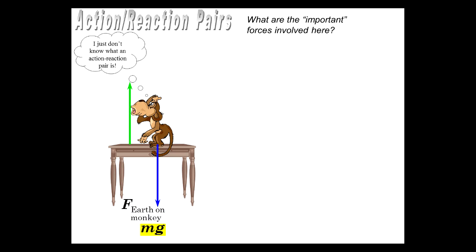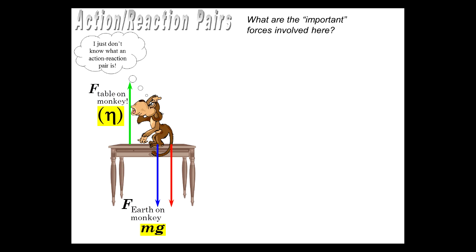And now we have a force upward. This upward force I'm going to call force of table on monkey. Is not the table pushing up on the monkey? Well, yes, it is. We also call that the normal force. It's normal or perpendicular to the surface of the table. So that's what normal means, perpendicular.